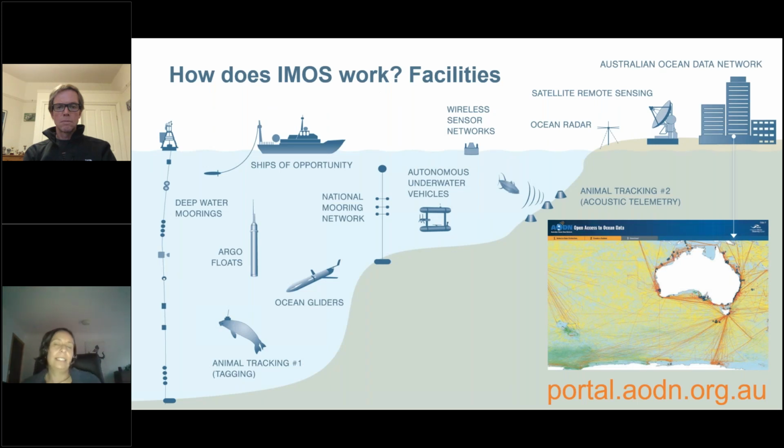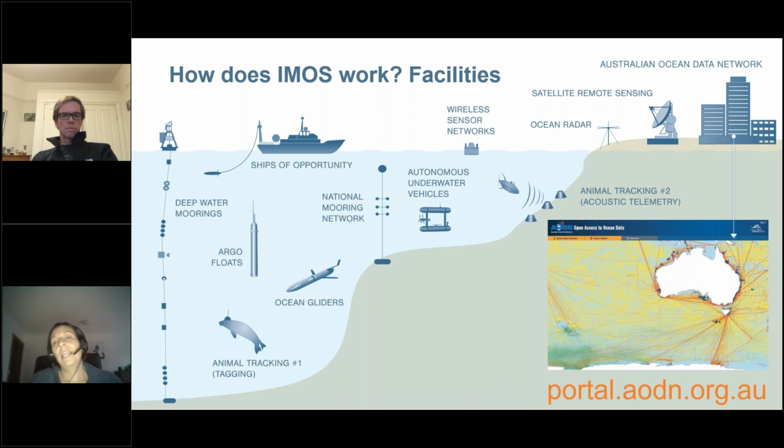This is a schematic of the different platforms that we use for observing. Facilities is an equivalent to observing technologies or platforms, and you can see that we have several different kinds. We have moorings, we have autonomous systems such as the Argo floats, ocean gliders, autonomous underwater vehicles. We use ships of opportunity. We also have animal tagging and tracking, and ocean radars. We do not have satellites, but we provide some of the observations for the validation and calibration of some of the satellite missions, and we also develop some products that are available through the portal.